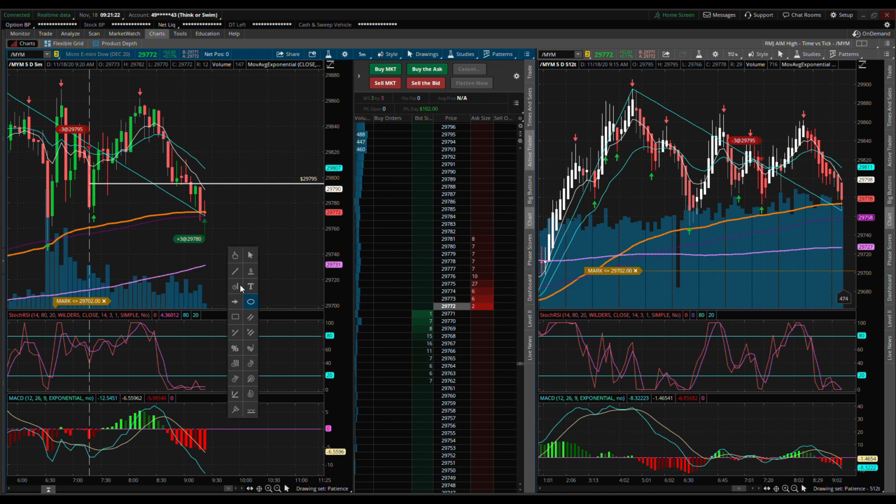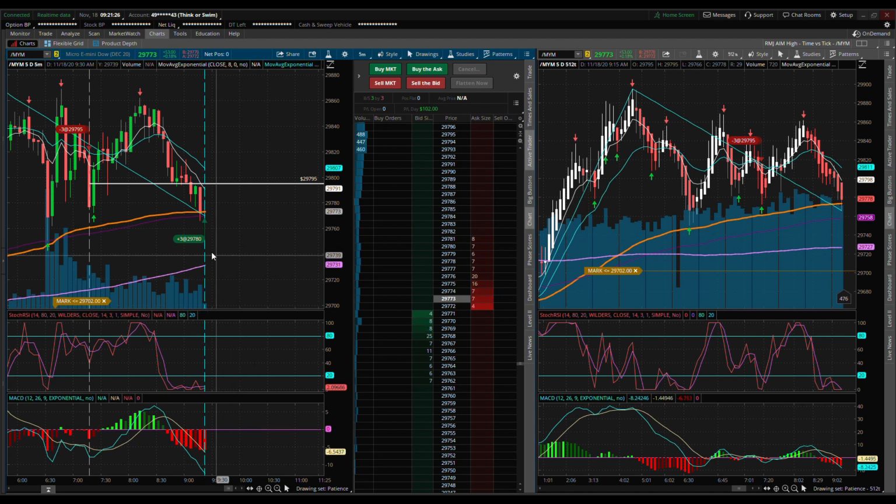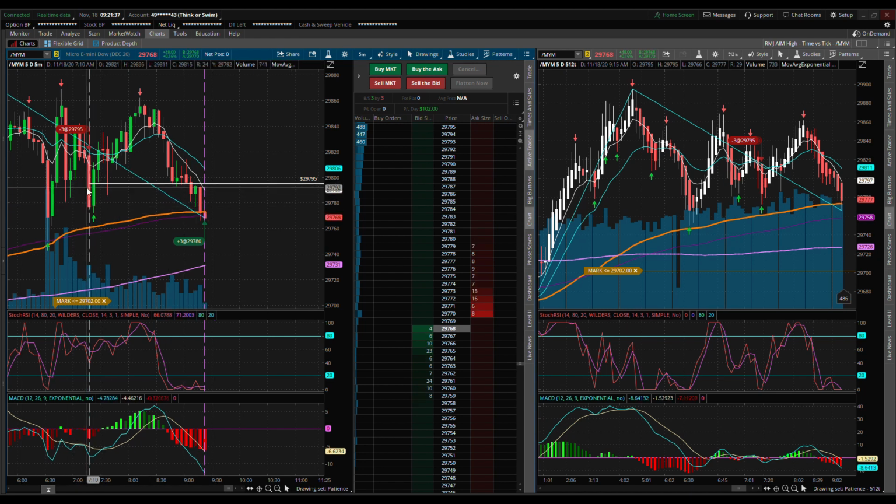I'm just gonna draw that vertical line here and change that to purple to indicate that I did short it, and then that way I can go back and check and see, alright, why did I enter this and why I shouldn't have entered it and stuff like that.